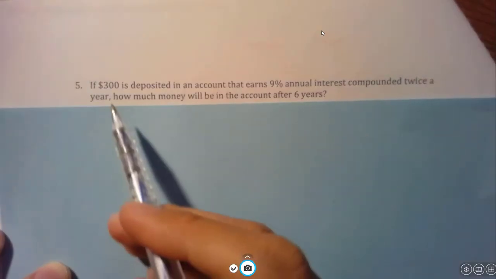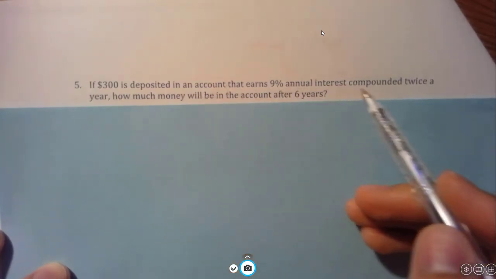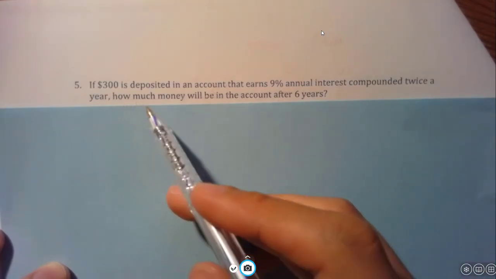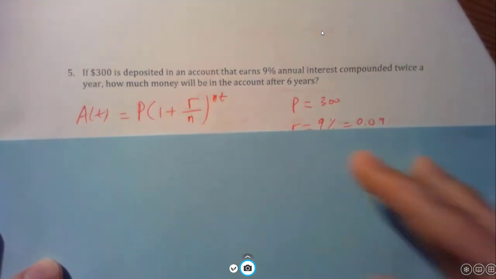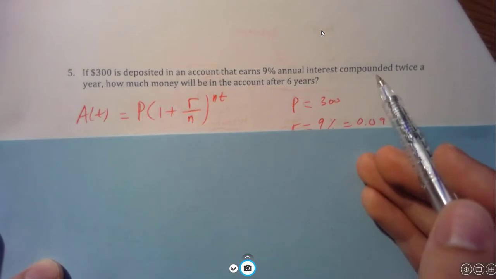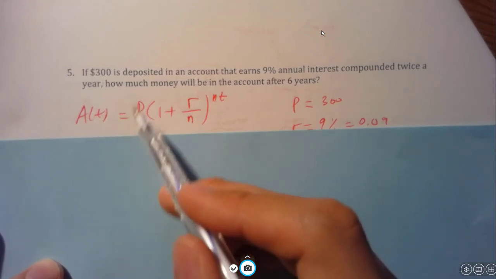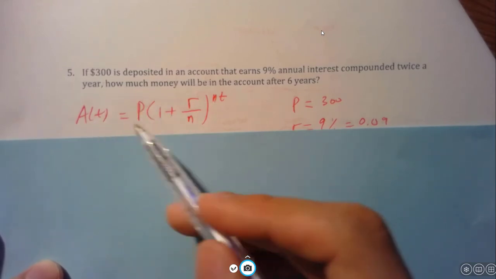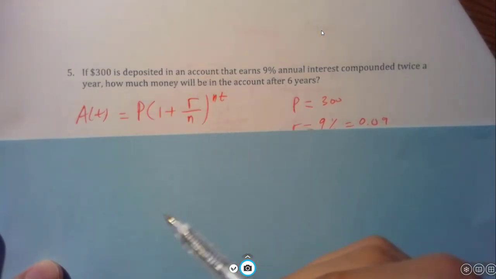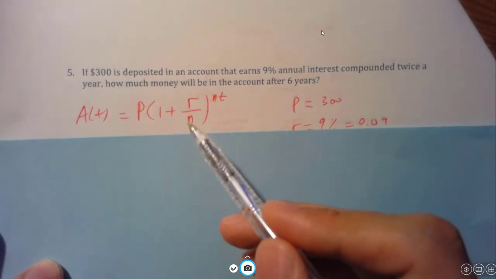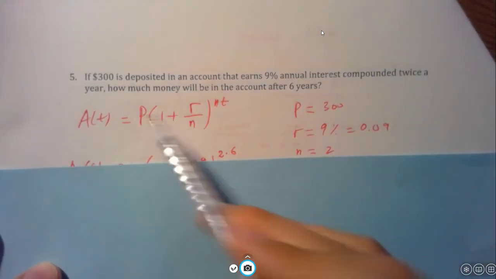Number 5, if 300 is the deposit in an account that earns 9% annual interest compounded twice a year, how much money will be in the account after 6 years? So this problem, we know that we are dealing with annual interest compounding. So we have to use this formula. A is the amount after t years, equal to P, the amount that you deposit in the beginning, times 1 plus r over n, to the nt. r is the interest rate, and n is the number of times that you compound each year. We know that you make the deposit with 300, so P is 300.